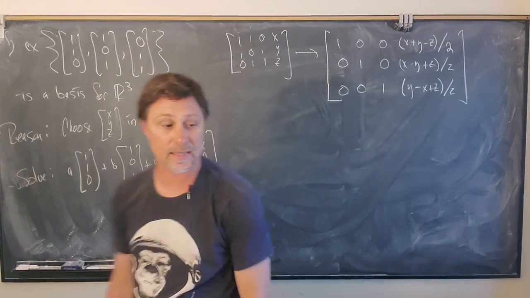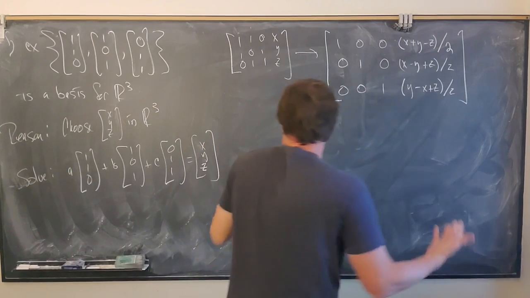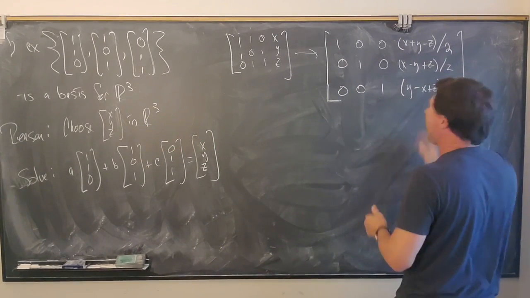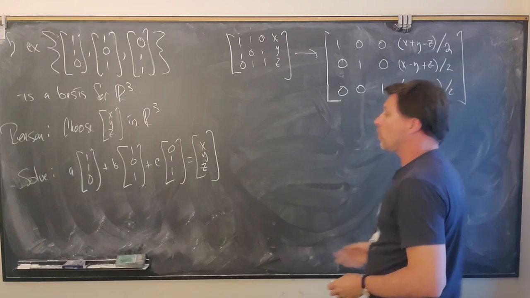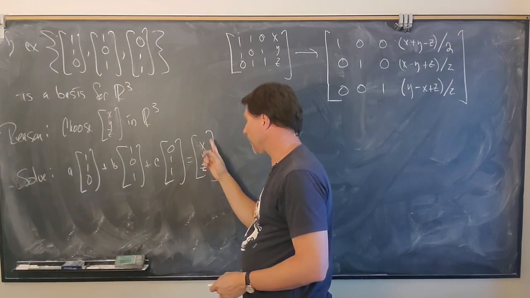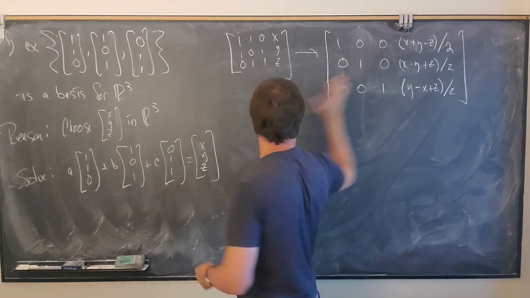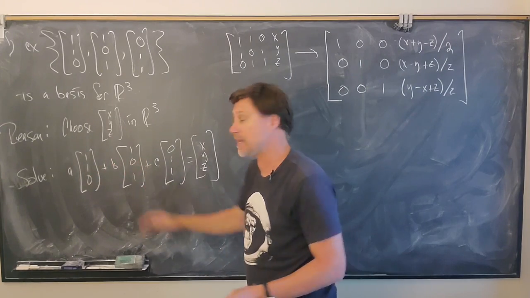All right, so what is that saying then? It's saying, and so let's actually write what this means. What we have here, when we choose an arbitrary vector x, y, z, this tells us exactly what A, B, and C need to be.